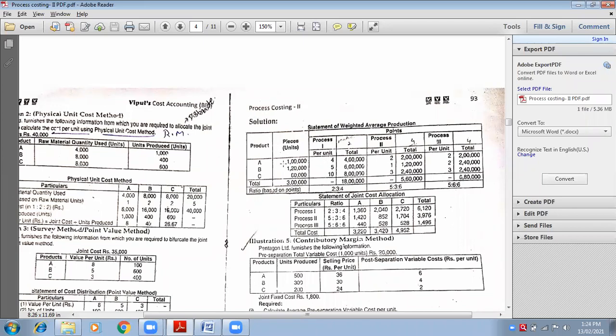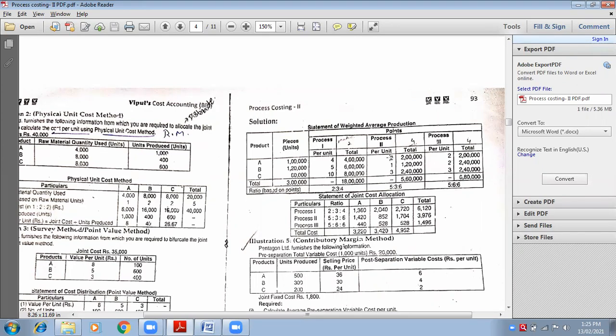Units into cost per unit. How many number of units are made of A? 1 lakh, into what is per unit? 4. For process 1, product A, 4 lakh. For process 1, product B, units produced are 1 lakh 20,000. Per unit is 5. Total amount is 6 lakhs, very good. And so on for C. C is 80,000 number of units, and in process 1, we have 10 per unit. So 8 lakhs will be our amount.